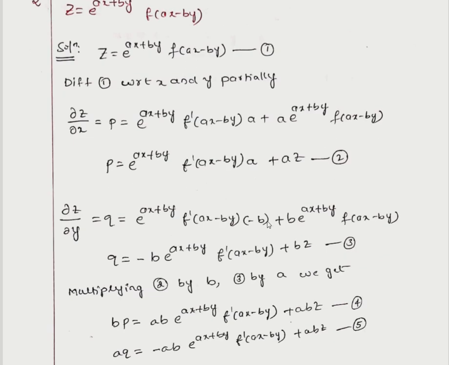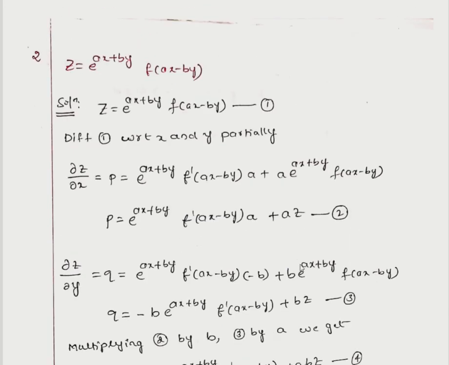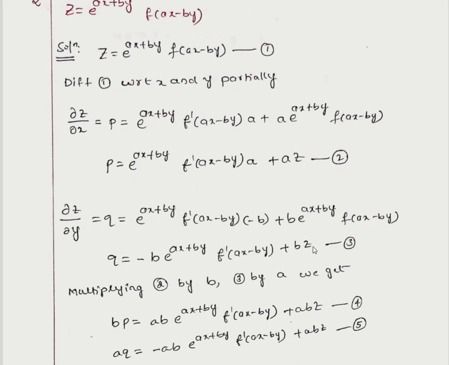Next, q is equal to, here first write minus b into e power x plus by f dash of x minus by, plus write b as it is. What is e power x plus by into f of x minus by? This is z. Therefore this can be written as z. Call this equation 3. Next, multiply equation 2 by b and multiply equation 3 by a.